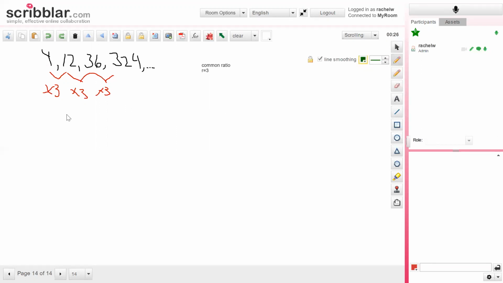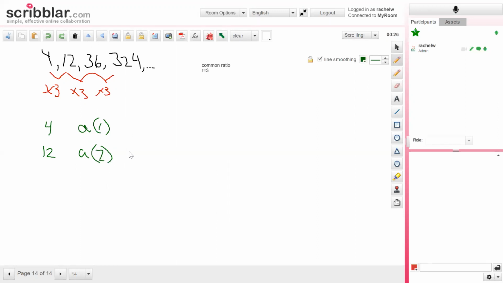So the first term, the 4, we can call that A of 1 because it's the first term in the sequence. The next term is 12, and that is A of 2. I need to erase my parentheses here. We got A of 2.